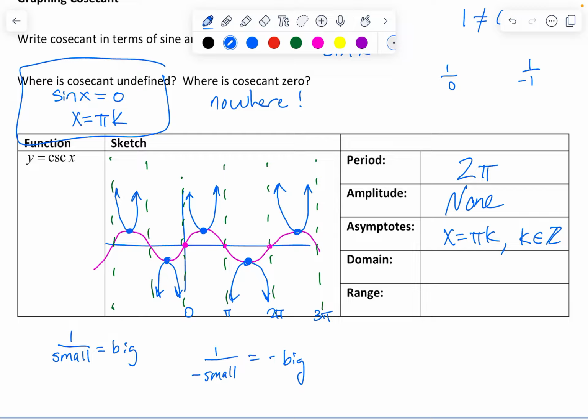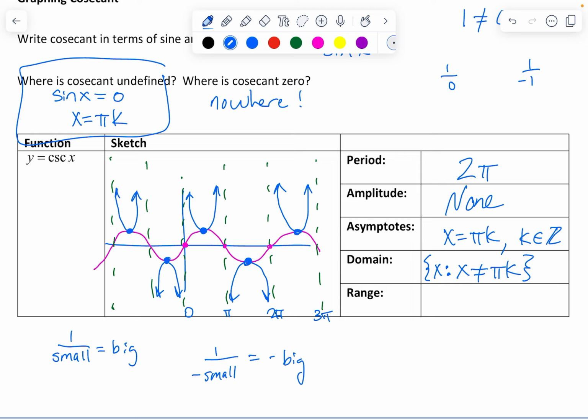The domain, well, notice the domain is going to be everything except the asymptotes. So we will say it's the set of x such that, and we do a little colon, x is not equal to, what were my asymptotes? Pi k. And that's how we write the domain. Notice there are infinitely many intervals here, and ain't nobody got time to write all those down.